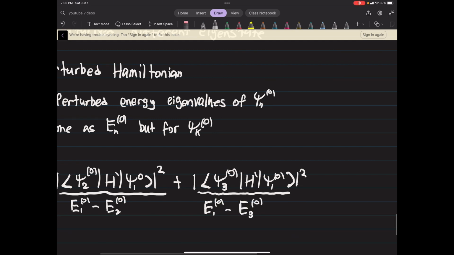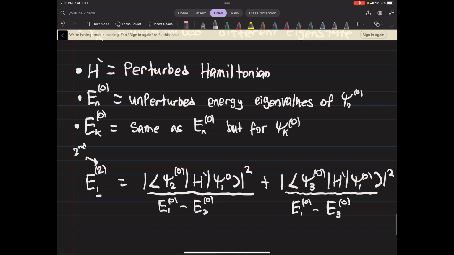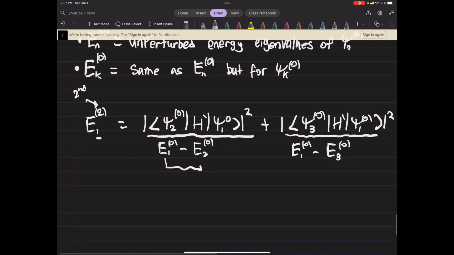And this is why we have a difference between degenerate and no degeneracy. Because if you have degeneracy, you have the same energy levels, well, you're going to be dividing by 0. So that's why, ultimately, we're going to want to have a new theory for that.